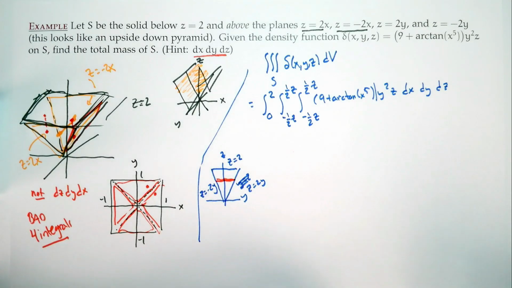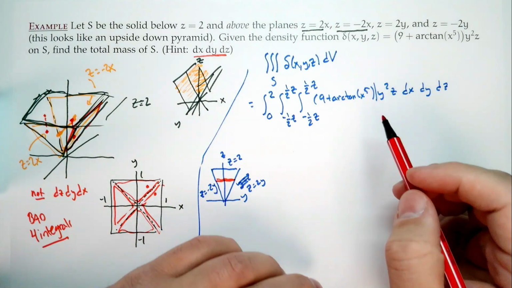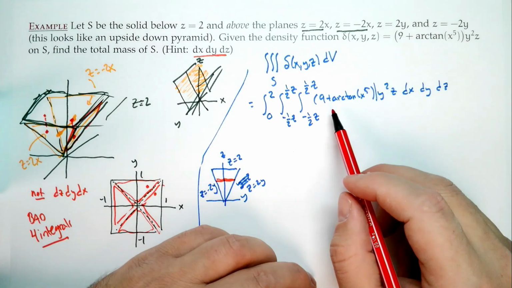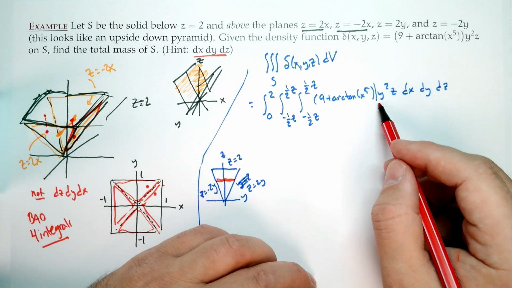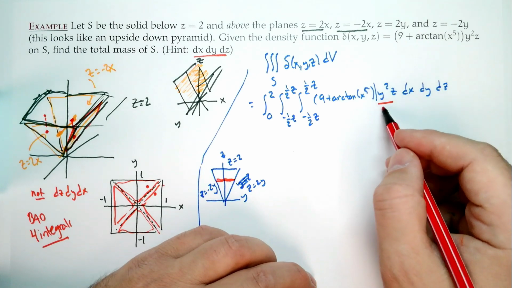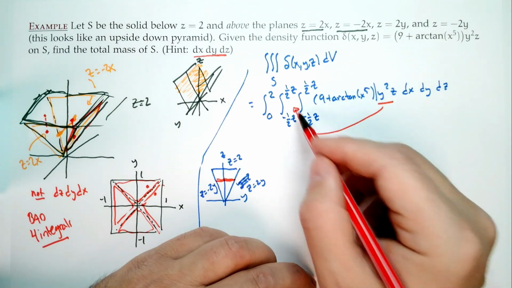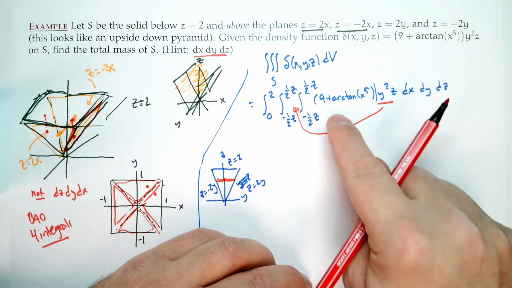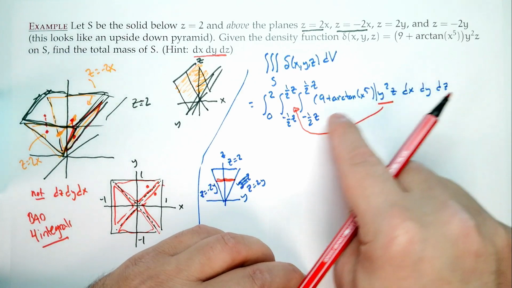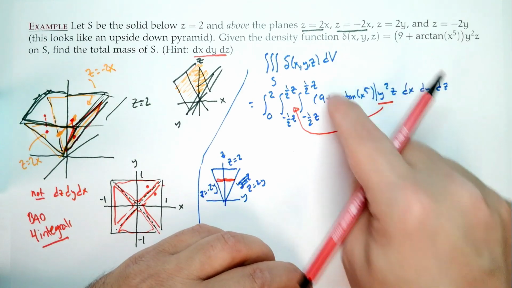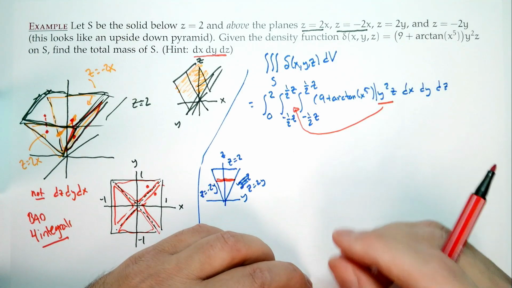Okay. Now, you say, all right, that was great for the bounds. But now, if we're integrating with respect to x, what a headache. We've got to integrate this. Well, notice, of course, the y squared z is a constant, so that really comes out. And now we say, okay, we're integrating 9 plus arctangent of x to the fifth, from minus 1/2 z to plus 1/2 z. What is that going to be?